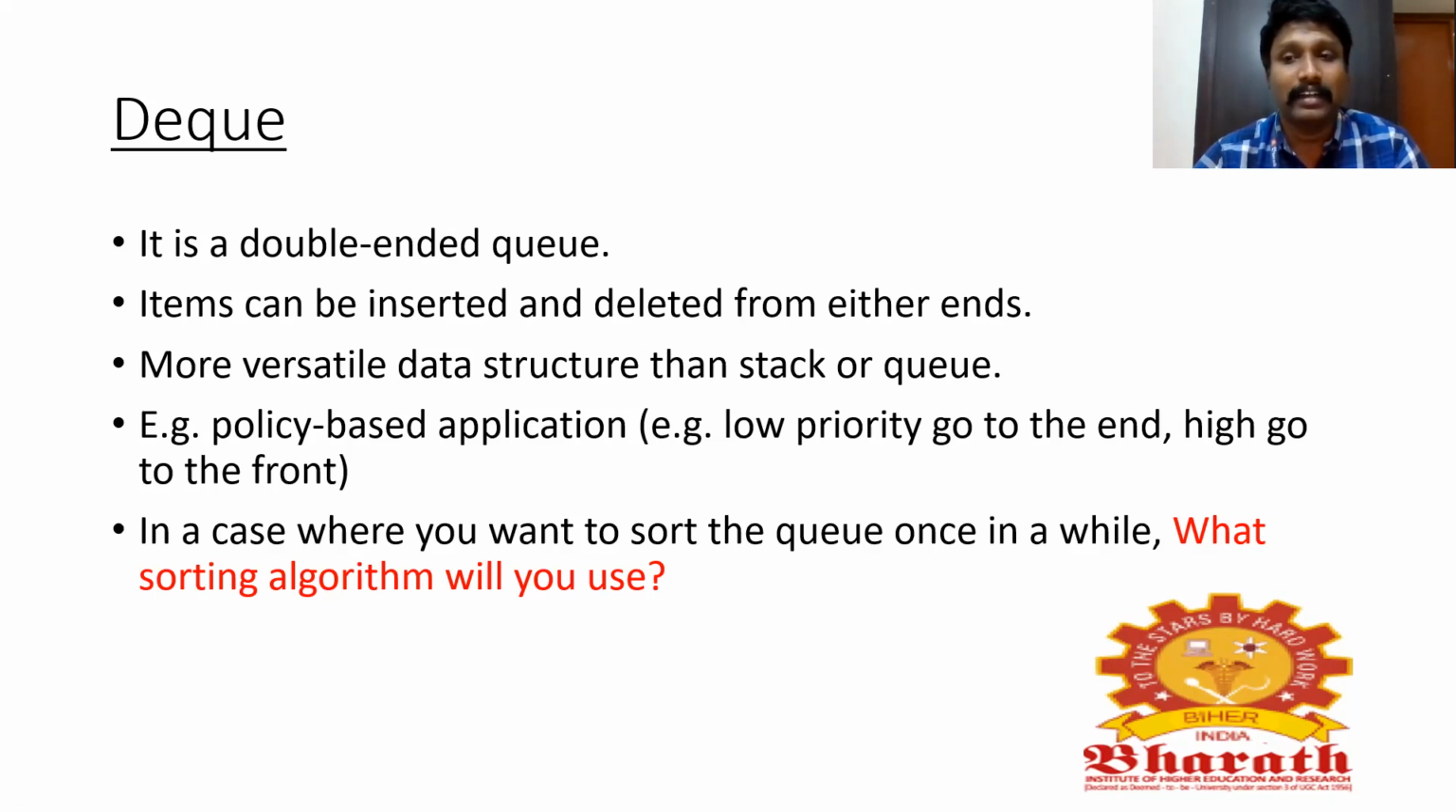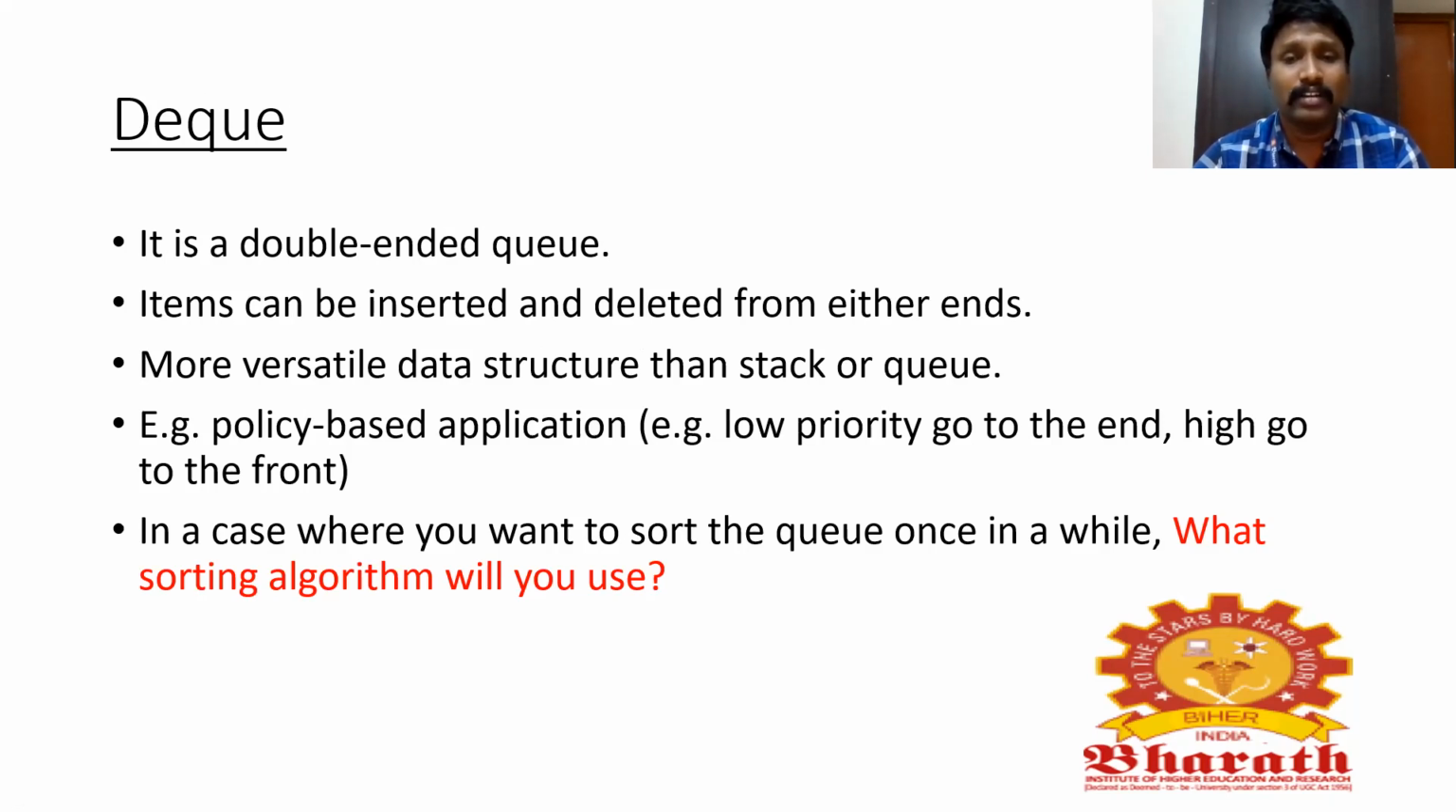In a double-ended queue, items can be inserted and deleted from either end. Insertion and deletion can be done at both ends of the queue. That is called a double-ended queue. It is a more versatile data structure than a stack or queue.